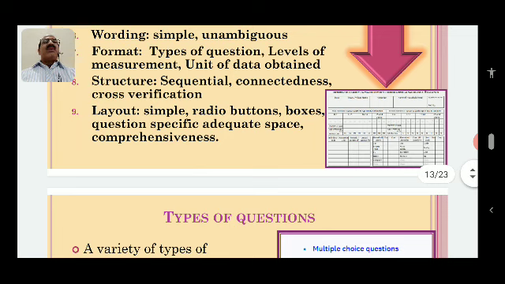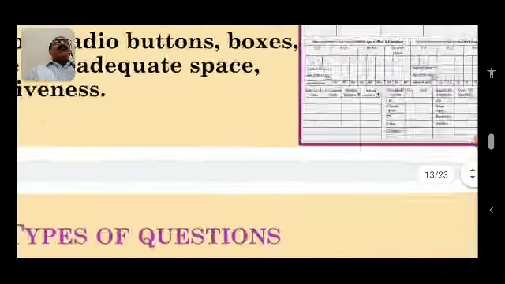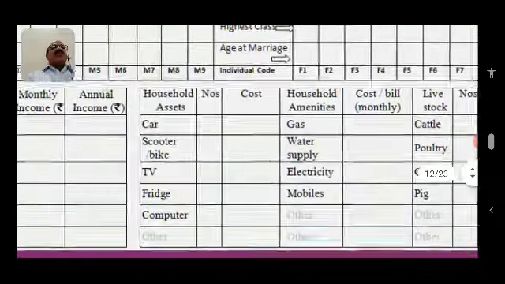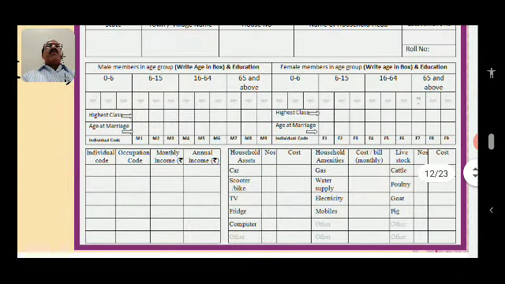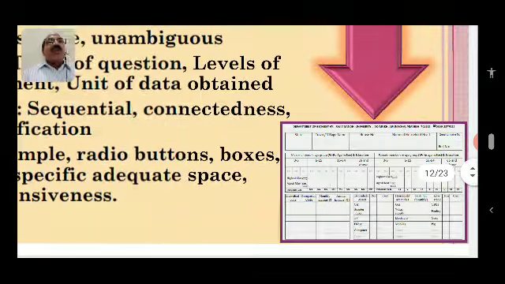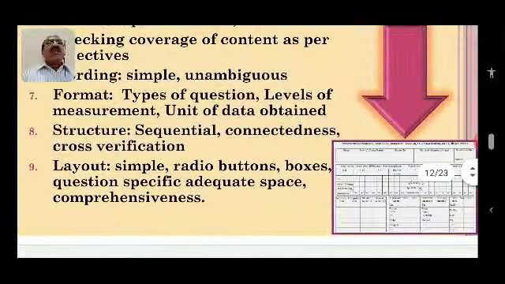Then layout, it has to be simple: radio buttons, boxes, question specifics, adequate space, comprehensiveness. So as you see, this is the questionnaire you have filled up. We have made it compact, so there should not be much unused space, and your questionnaire should not run into 5, 10, 20 pages. It has to be crisp, and whatever information you want, that must only be there in the questionnaire.